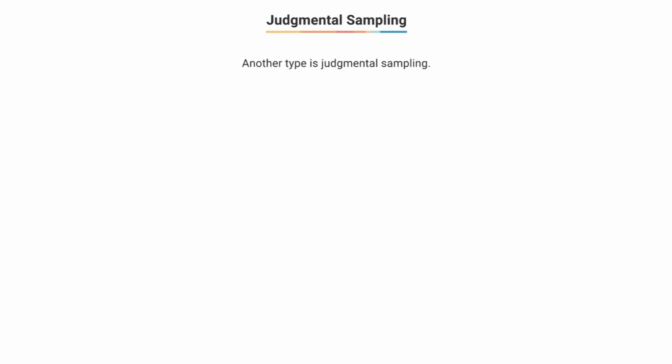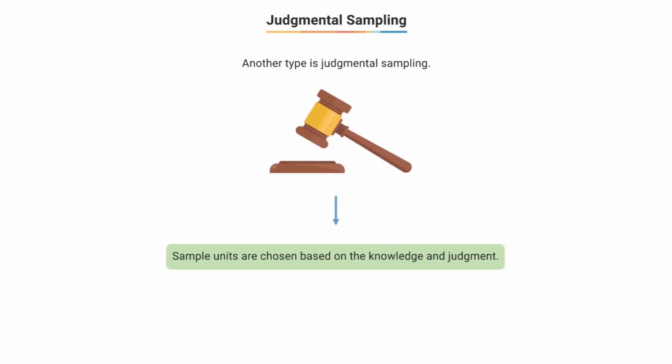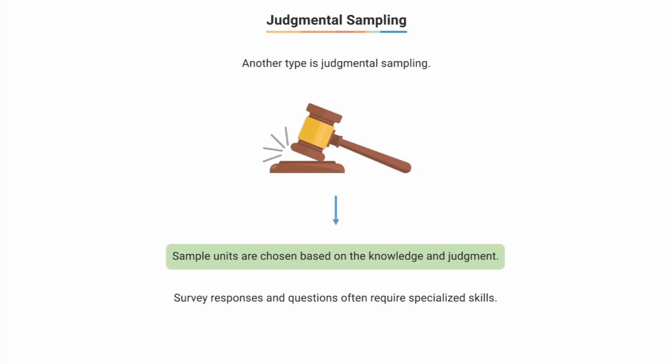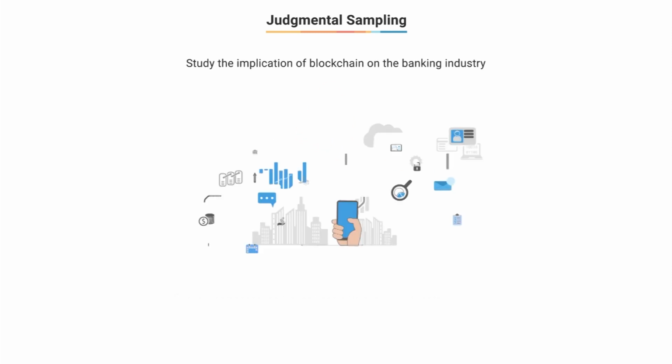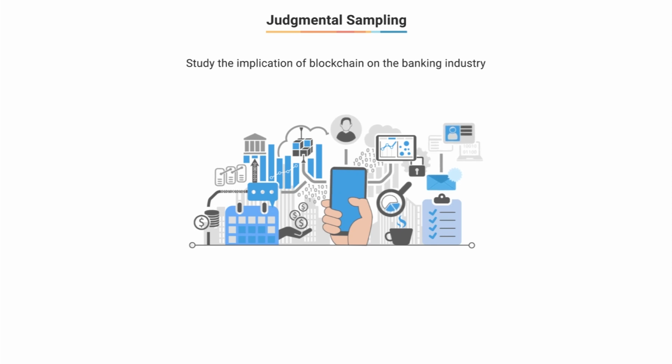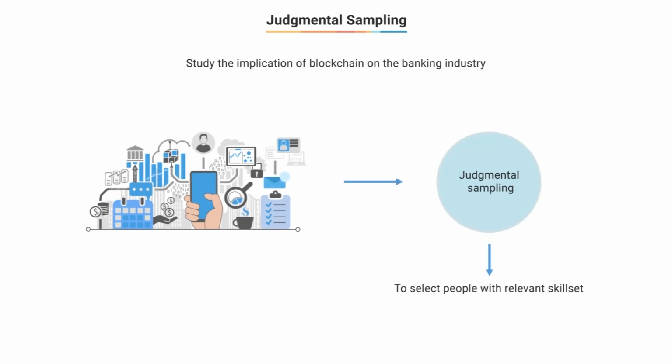The other type of sampling method that we'll look at is called judgmental sampling. Again, as the name suggests, judgmental sampling is purely judgmental, in which the sample units are chosen only on the basis of the knowledge and judgment of the person selecting the sample. Often, the survey questions and responses require a highly specialized skill set. So, for example, if you wish to study the implication of blockchain on the banking industry, then it is advised that you use judgmental sampling to select people having the relevant skill set to respond to the questions.